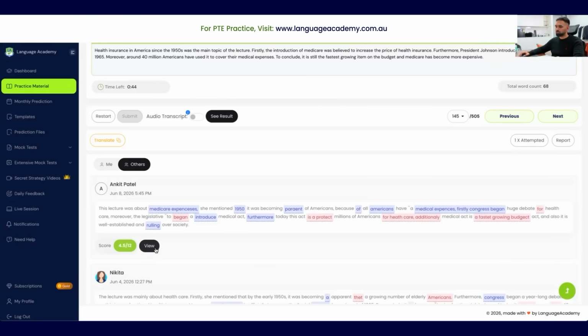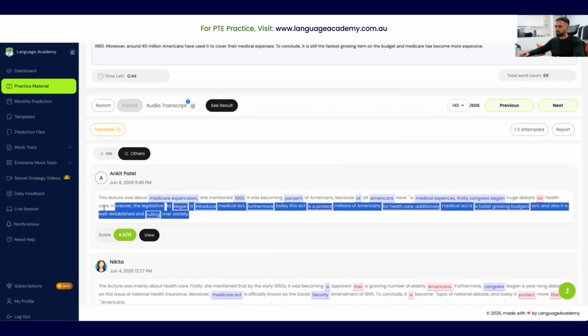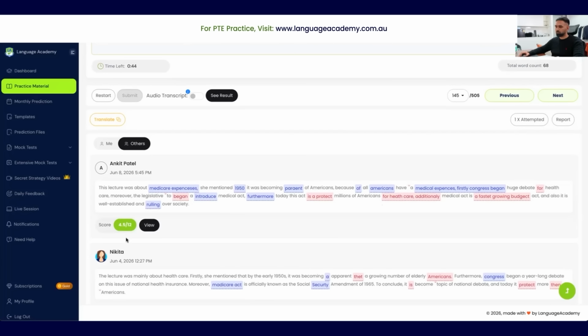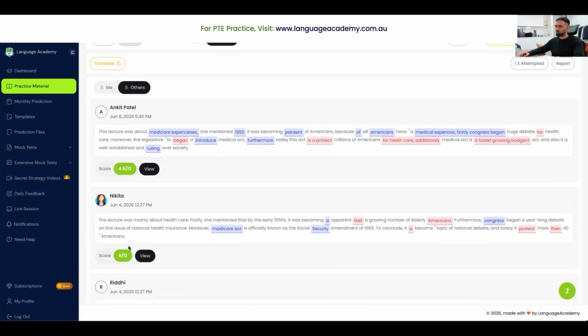If you go to others, look at the mistakes. This guy, Ankit, has got 4.5. Nikita has got 6 on 12. All of them have got this thing wrong, Medicare. Look, and I really need you to be very careful about this. Extremely important. See, I have lost 2 points, right? I've got 90 multiple times, and if you don't pay attention to detail, there are very high chances you might easily lose a lot of points.